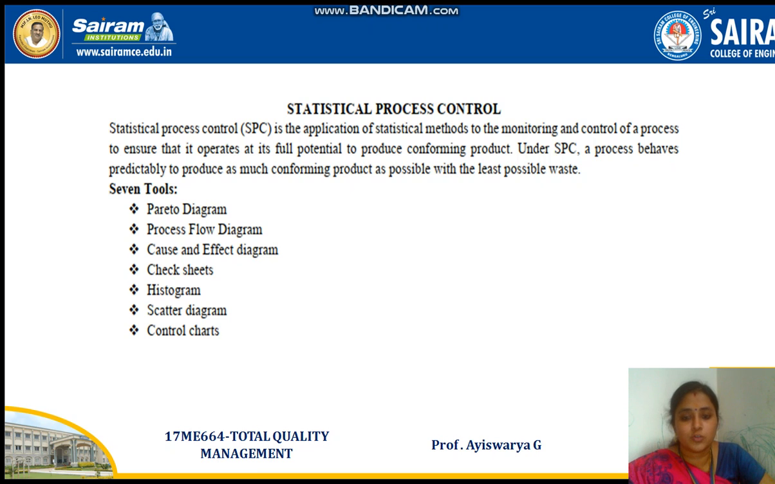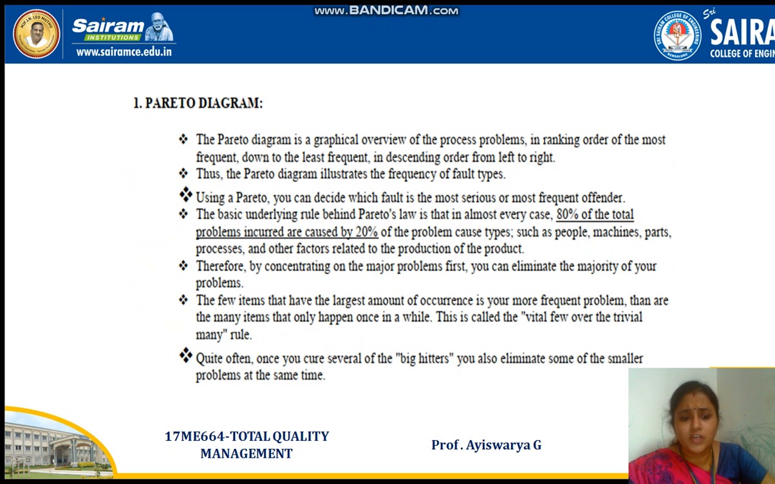So we have 7 tools: Pareto diagram, process flow diagram, cause and effect diagram, check sheets, histogram, scatter diagram and control charts. First we shall see about the Pareto diagram. A Pareto diagram is a graphical representation of the problems. For example, they make a graph with the most frequently occurring item to the least frequent, in descending order from left to right. The diagram illustrates the faults, and how frequently each fault occurs.